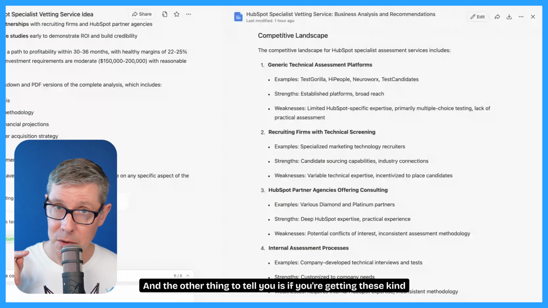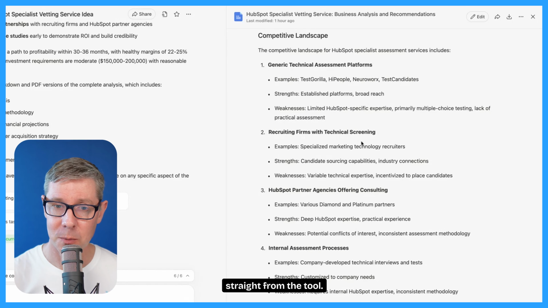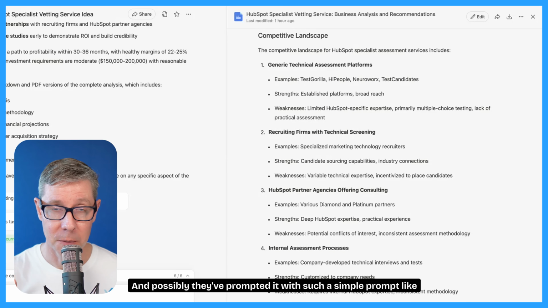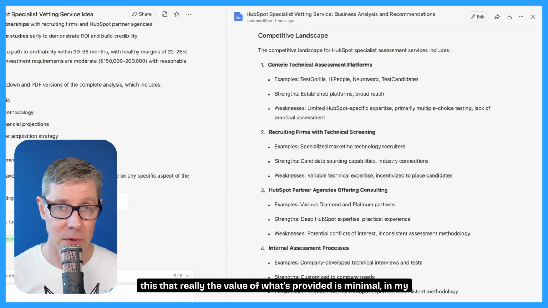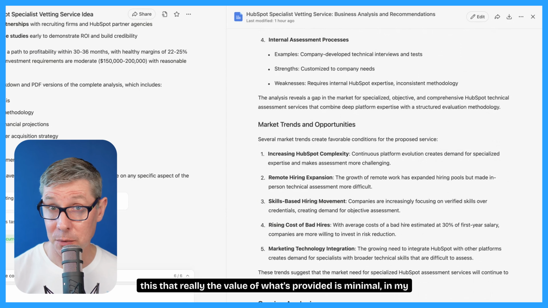And the other thing to tell you is if you're getting these kind of reports internally from your teams, it's probably come straight from the tool. They probably haven't critically thought about the answers, and possibly they've prompted it with such a simple prompt like this that really the value of what's provided is minimal, in my opinion.